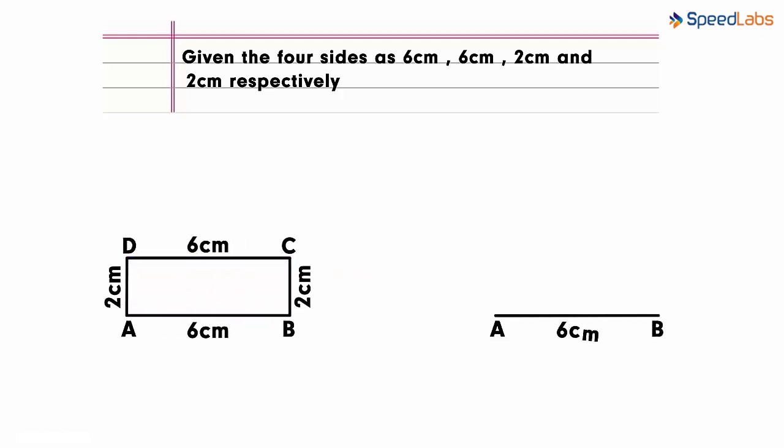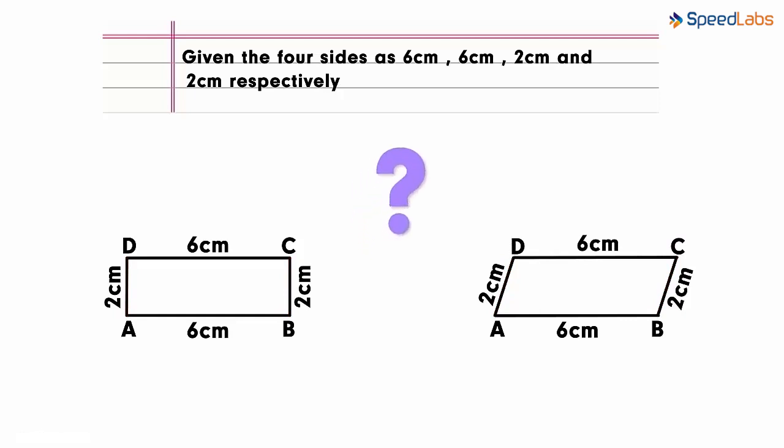Let's draw AB as 6 cm first. We know the lengths of AD and BC. They're both 2 cm long. But this time, let me draw them at an angle like this. They're still 2 cm long, but we have just changed these two angles as compared to the first one. Now we join CD to get the closed figure.